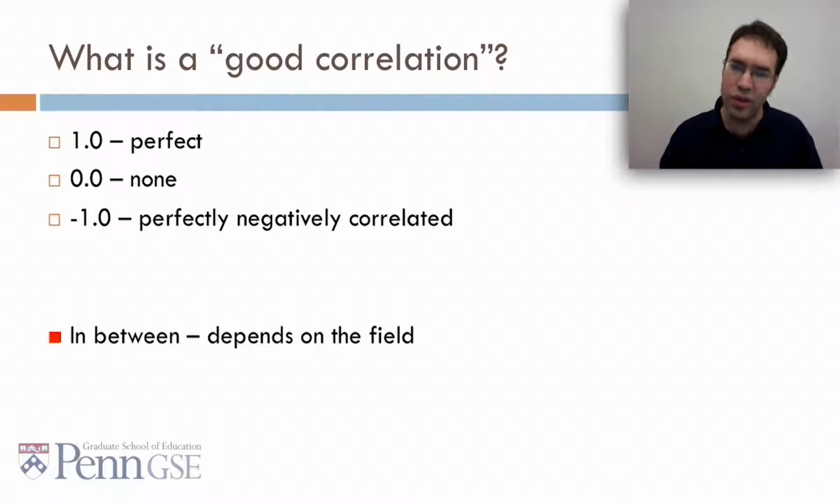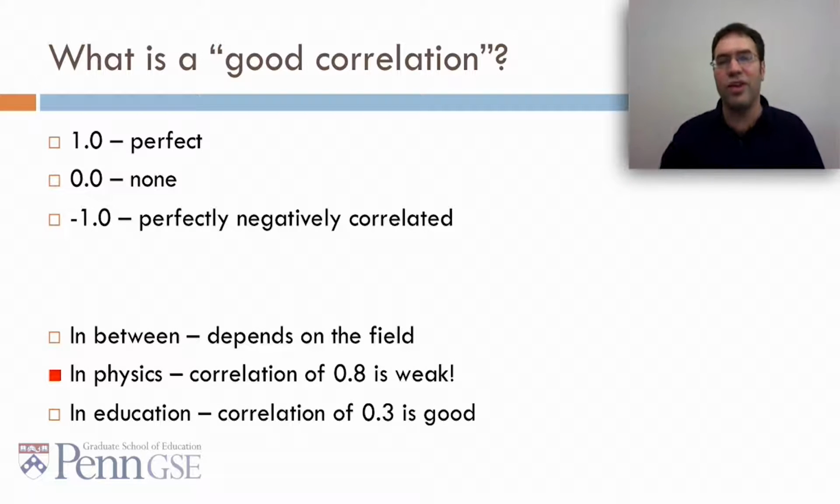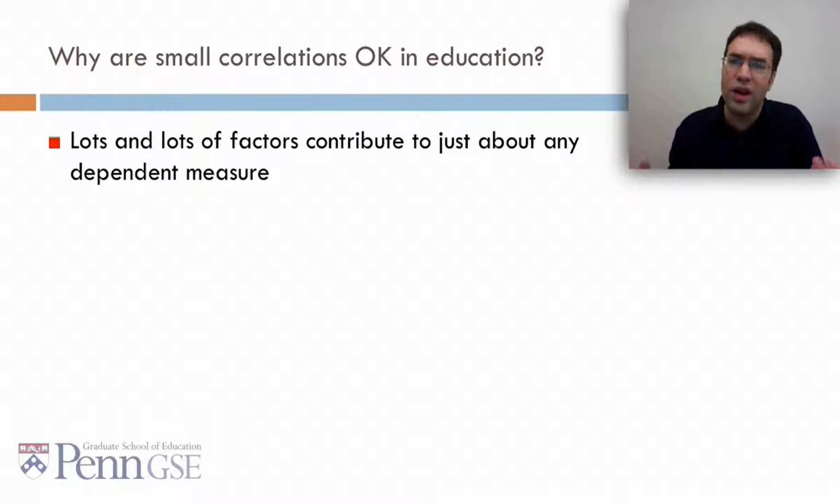In between, what's a good correlation? Depends on the field. In physics, a correlation of 0.8 is something you have to be depressed about. In education, a correlation of 0.3 is something you can be excited about. Why are small correlations okay in education? Is it just that we're inferior to physicists?